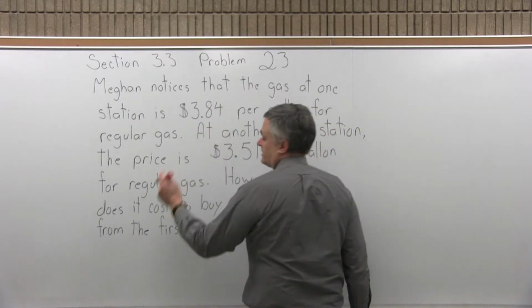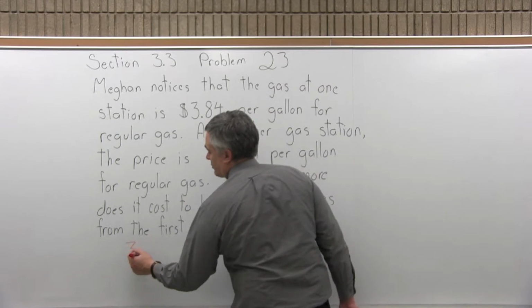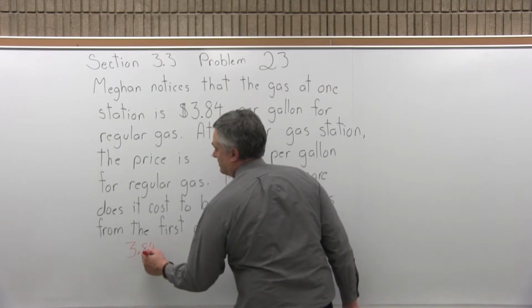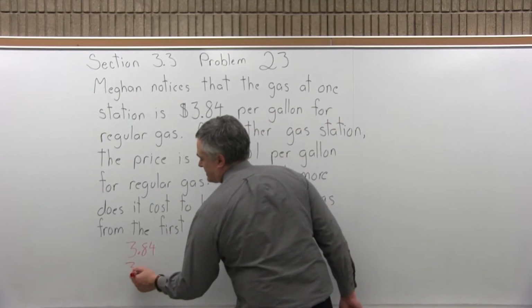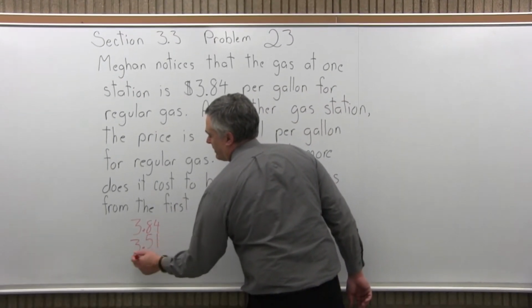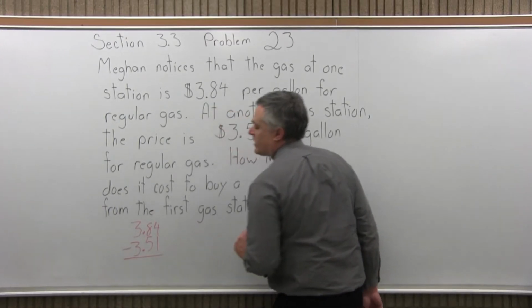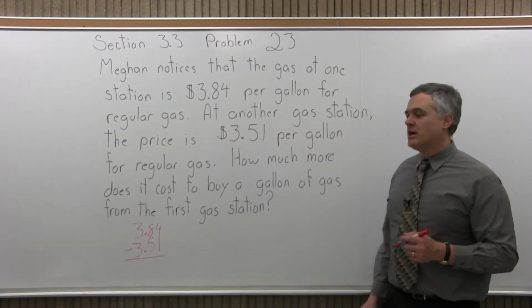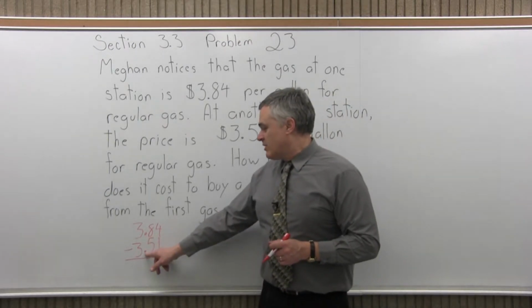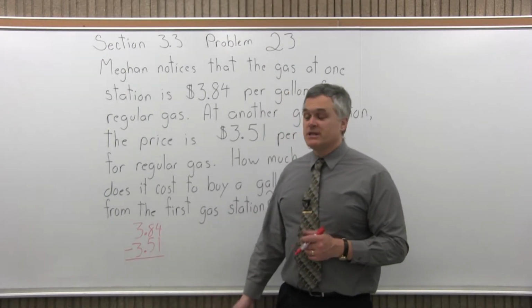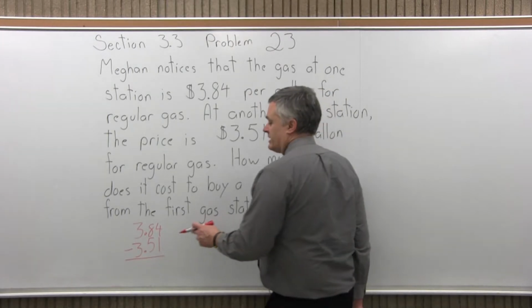So the price at the first gas station is 3.84. And at the second gas station, it's less. It's 3.51. And I want to subtract those numbers so I'll see what the difference in cost is. Now, when I write a subtraction for anything with decimals, I want to make sure that the decimals line up vertically. And in this case, they do. So I can go ahead and subtract.